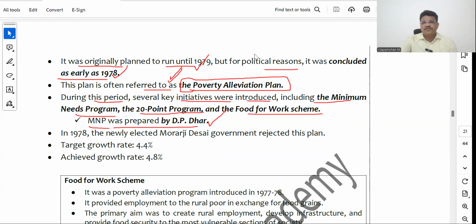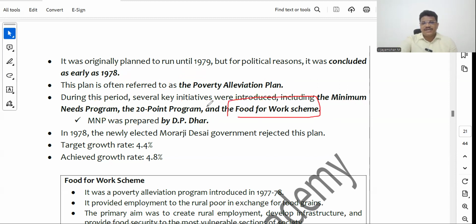And food for work program is a poverty alleviation program, one of the initial programs, and one of the starting programs related to poverty alleviation, right.